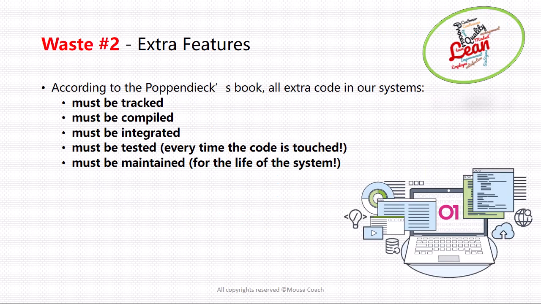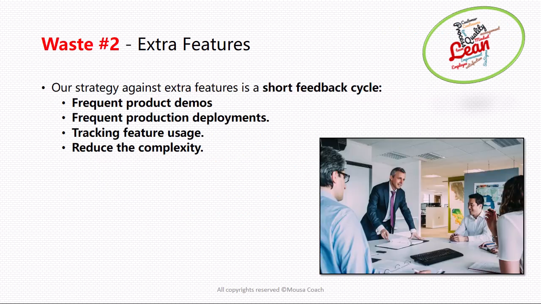How can we track these extra features? In software development we have something called RTM, the requirement traceability matrix, where every feature in your system must be tracked, compiled, integrated, tested, and maintained. So every time, you and your client agree whether each feature is usable and making real value for the business. Our strategy against extra features is to provide a short feedback cycle.